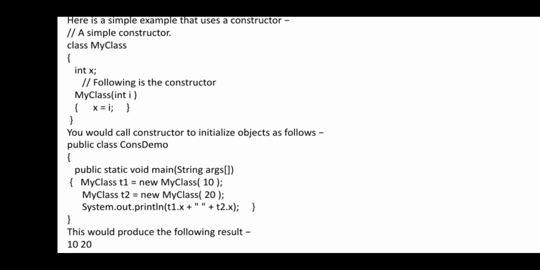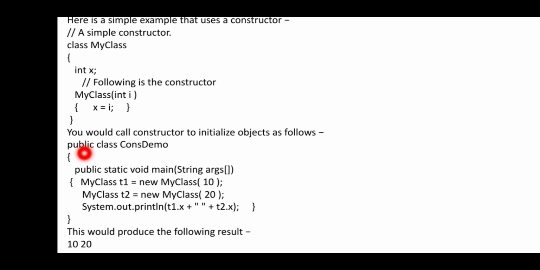In class MyClass, int x is the instance variable of MyClass, and MyClass is a constructor which is going to use a declaration or parameter, int i. Int i means it is going to accept some values at the time of object creation. You can check here, I will point. So MyClass(int i): int i is called a parameter, and this is the constructor. We can call this whole thing a parameterized constructor.